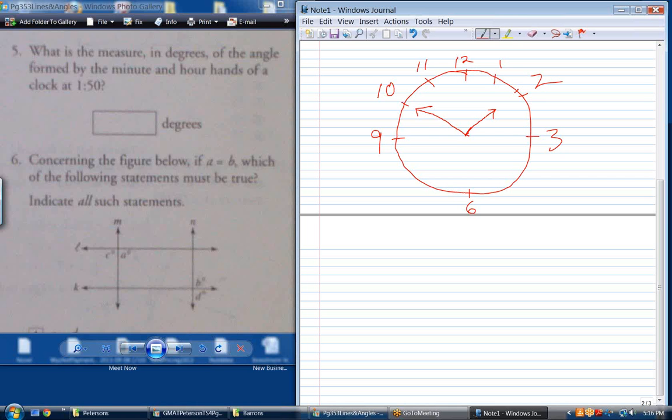Is that an approximately good picture? In other words, the little hand isn't quite on the 2, and the big hand is on the 10, which is 50 minutes. So the question is, what is this angle?